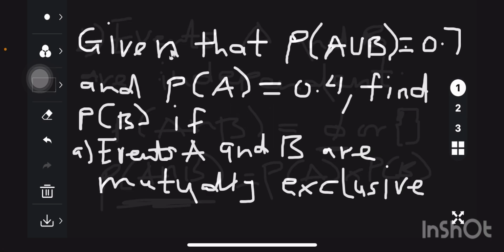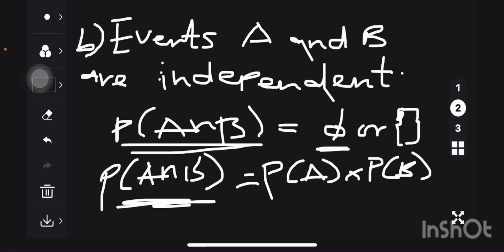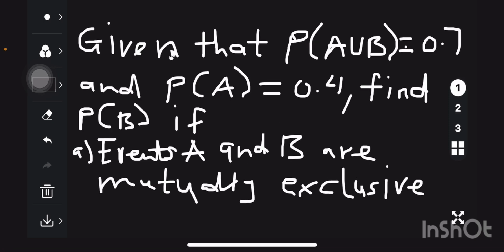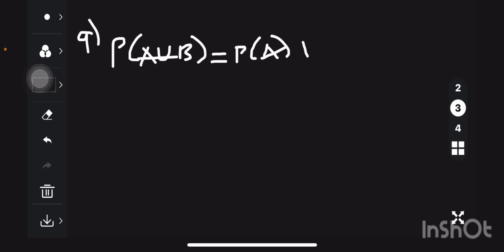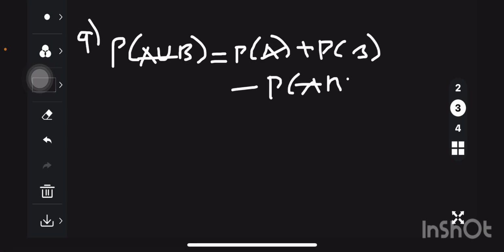If the events are mutually exclusive, it means that the intersection, the probability of A intersection B, is the empty set, meaning there's no element there, so the probability becomes 0. If the events are independent, the probability of A intersection B is equal to the probability of A multiplying the probability of B. If the events are mutually exclusive, you have to forget about the intersection, because what we know is that the probability of A union B is equal to the probability of A plus the probability of B, then we subtract the intersection, right? This is what we know.